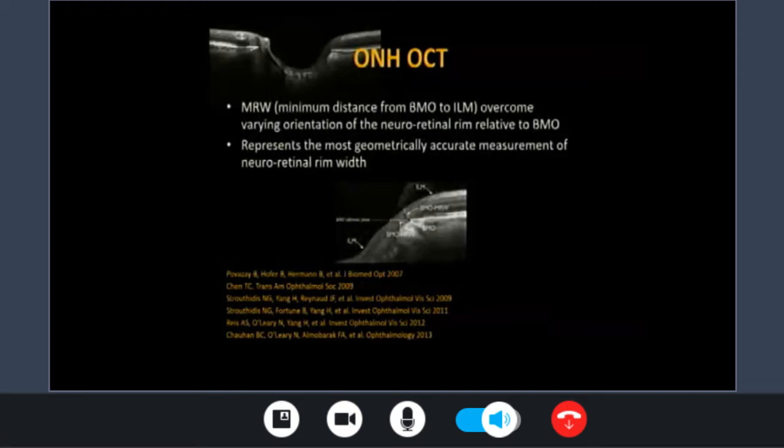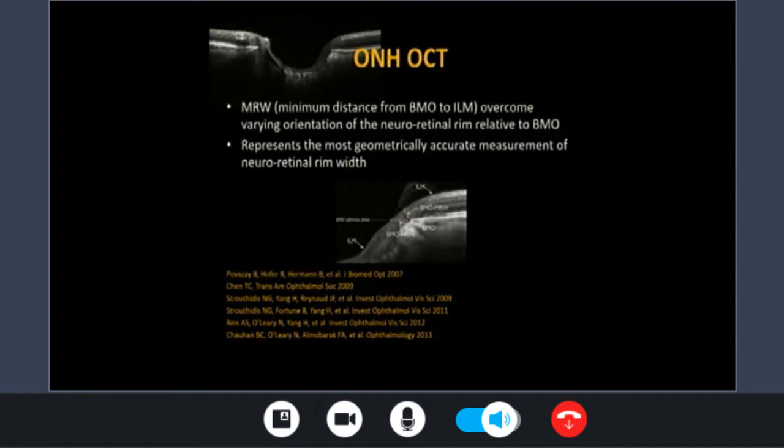We came with an option, or with a new parameter that would solve actually this problem, called the minimum rim width, which represents the minimum distance from the internal limiting membrane and the Bruch's membrane opening. It will overcome variable orientation of the neuroretinal rim relative to the Bruch's membrane opening. And it represents the most geometrically accurate measurement of the neuroretinal rim width.